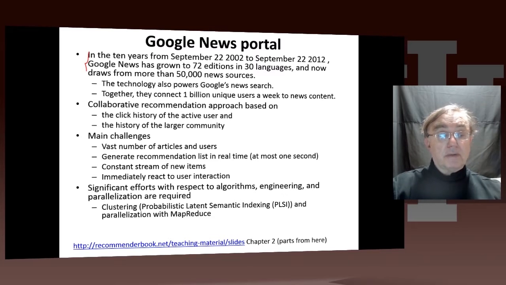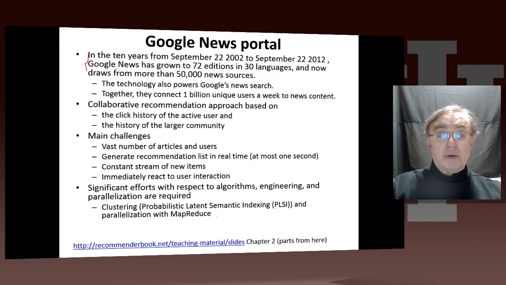And this uses what the user's done, what the larger community has done. And of course, it's a huge big data problem. There are lots of users, lots of articles, and you have to do this quickly. Remember that search engines have to give their answers in fractions of a second. I would say a second is quite long. And there's always a lot of streaming of new items.